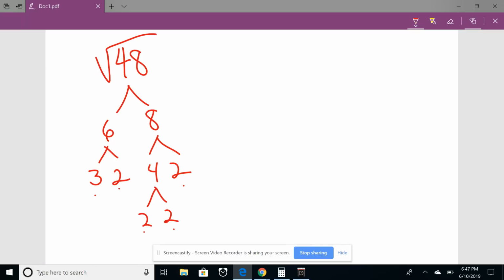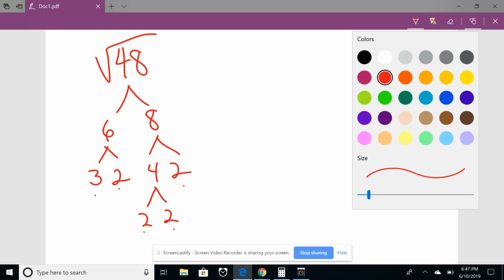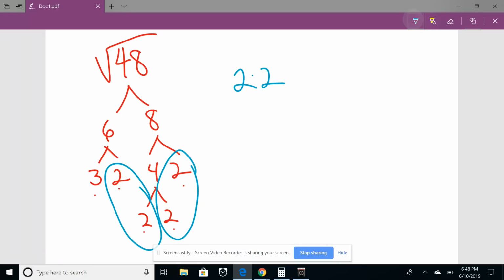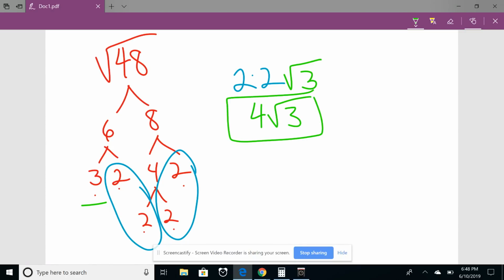So again, I'm going to pull out the pairs of my factor tree. So we have 2, which goes on the outside, and we have another pair of 2, which also goes on the outside, and we have a 3 left over, so that goes on the inside. 2 times 2 is 4. Radical 3 stays the same. So that is your simplified version of the square root of 48.